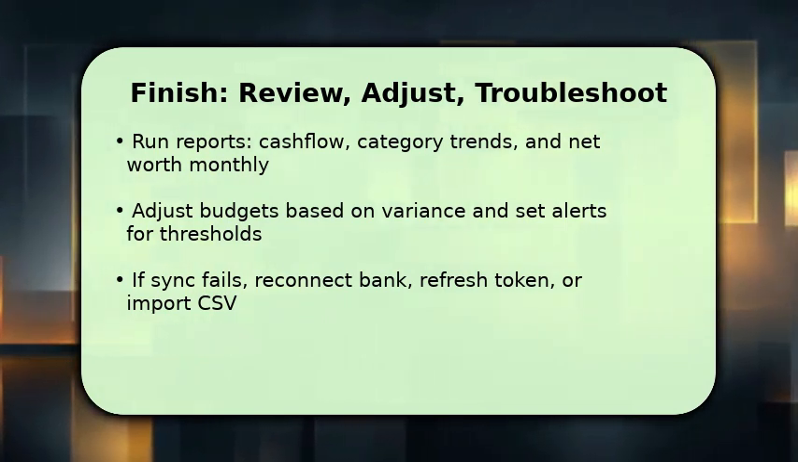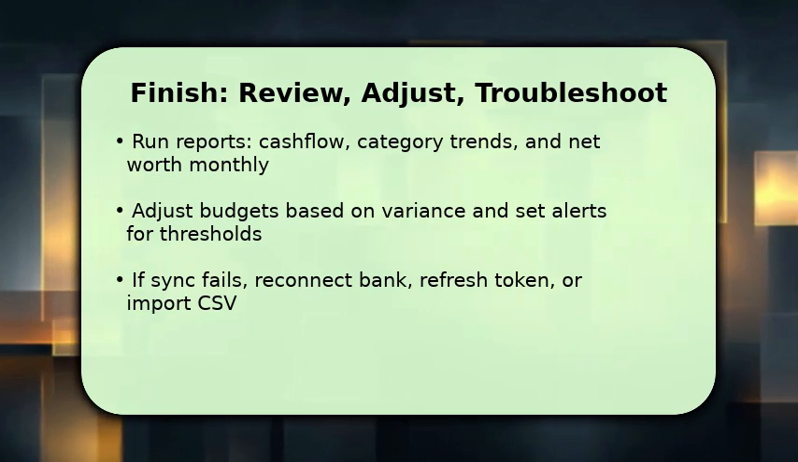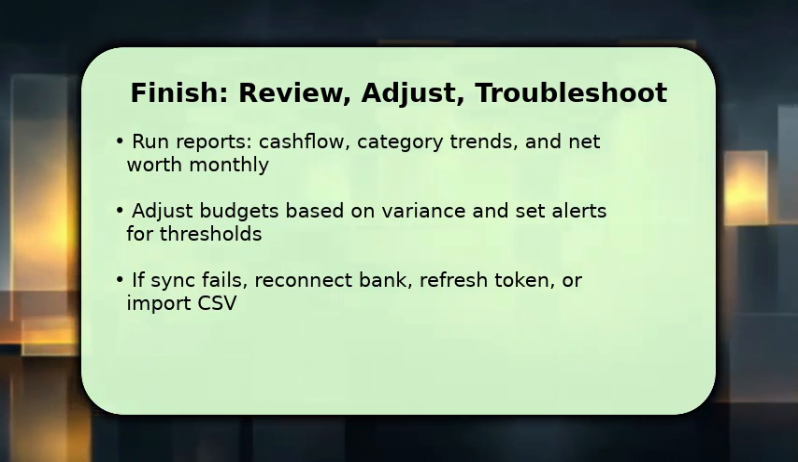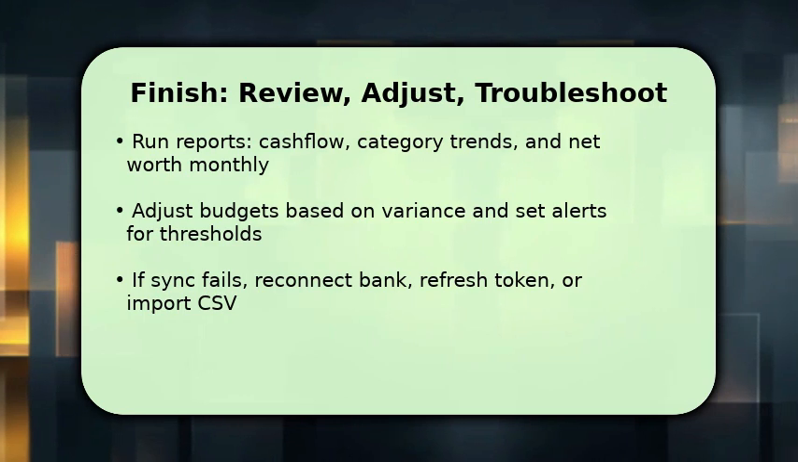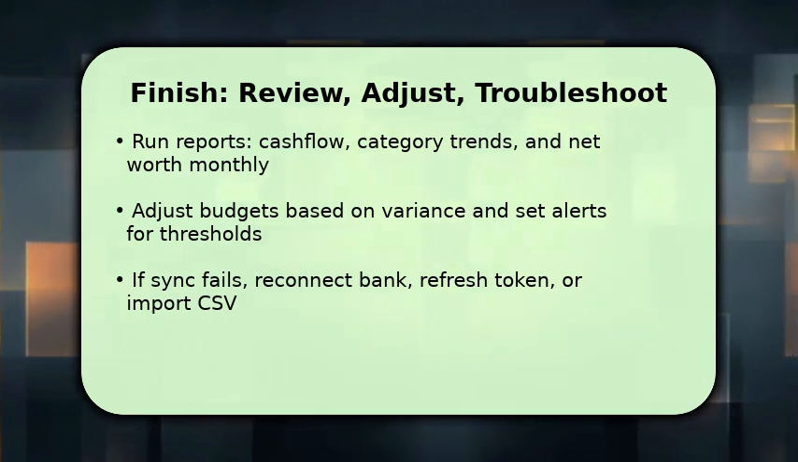If something goes wrong, most commonly a sync failure, reconnect the bank, refresh the auth token, or import a CSV. That troubleshooting step restores data without losing categorized history.